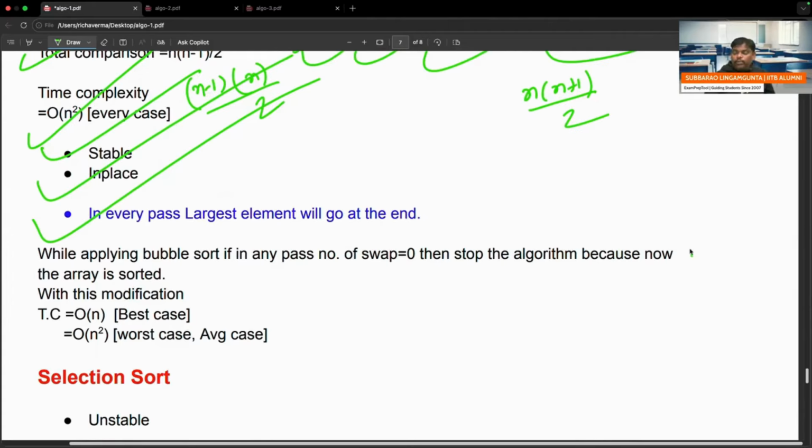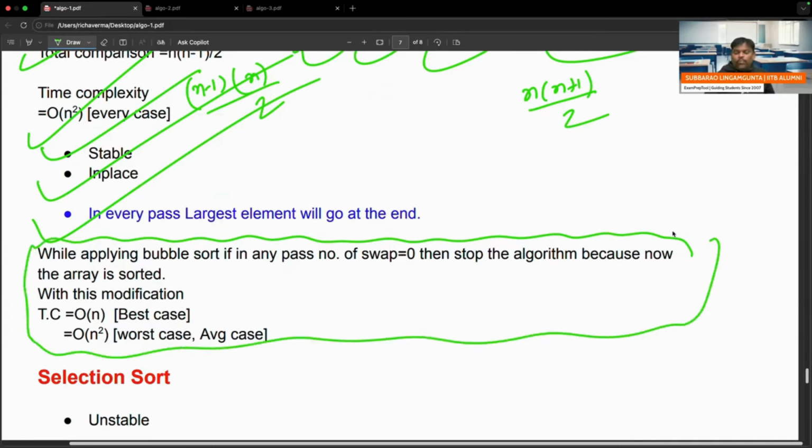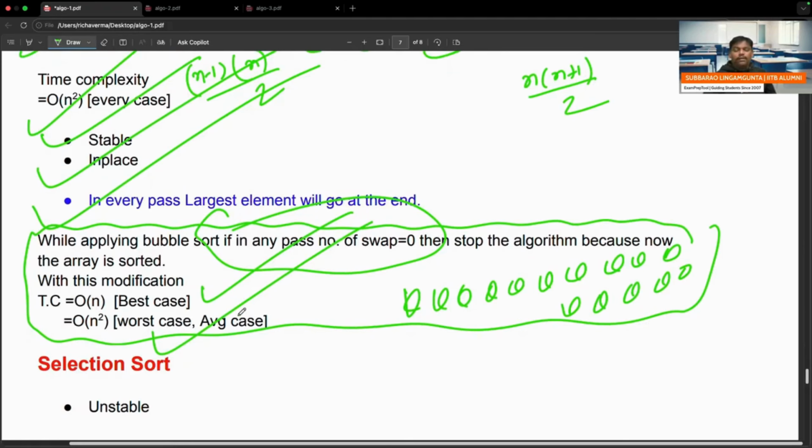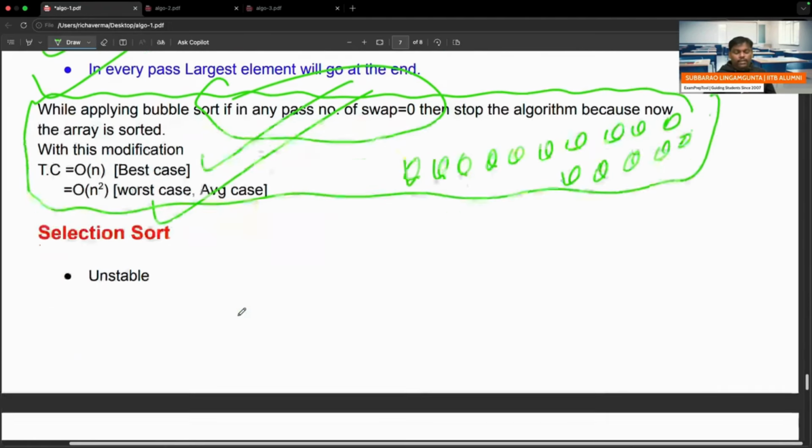Next one, while applying bubble sort, it is a very important one. While applying bubble sort, if in any pass the number of swaps is 0, stop, because the array is already sorted. With this modification, bubble sort best case is n, worst case and average case n square. Please take care, this is the only important point in bubble sort. If anyone asks in the examination for the bubble sort best case time complexity, say order of n. How? By adding one small condition: in any pass, if the number of swaps is 0, stop the algorithm and say the array is sorted, so no need to proceed further. That is bubble sort.